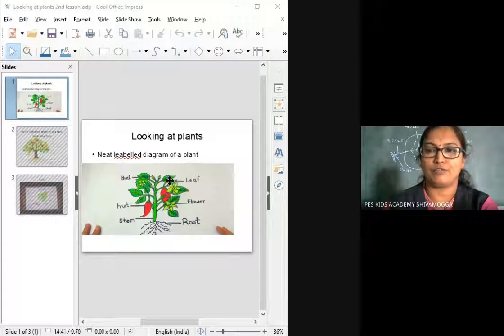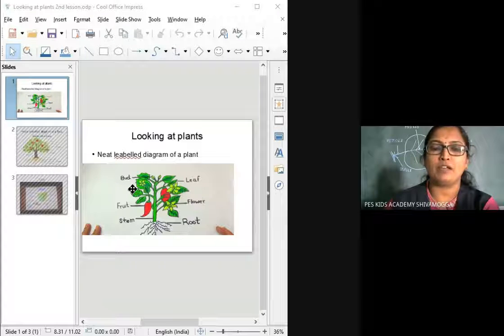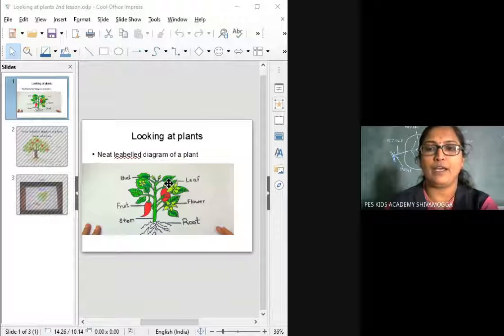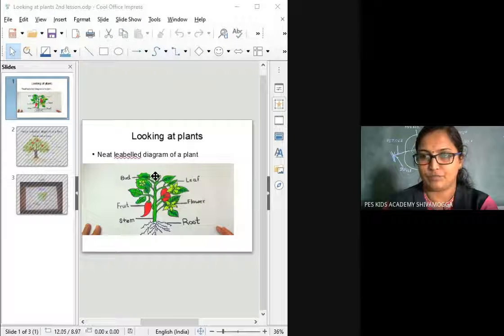After preparing the food, that food is transferred to all parts of the plant through the phloem cells. The spelling of phloem is P-H-L-O-E-M. Phloem cells. Okay. Then you can see the bud here. This is the flowering bud. You can see the flower also. Flower is also a part of a plant.